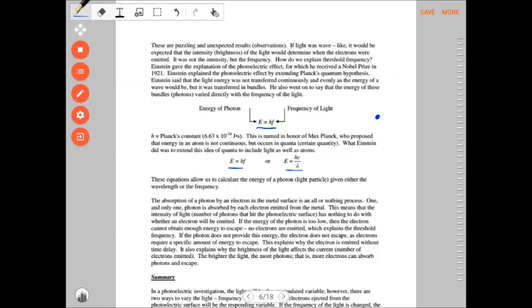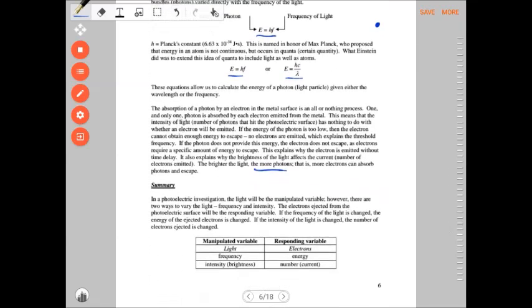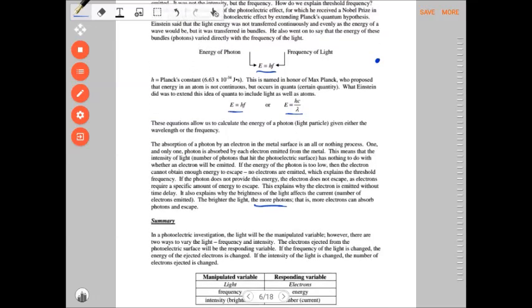It also explains why the brightness of light affects the current, or the number of electrons emitted. If we have a really bright light, we perceive that as simply the number of photons that hit our eyes. So if all these photons are strong enough to emit electrons, the more electrons can absorb the photons and escape. We'll get to the summary here in a minute. I want to explain this in slightly easier terms.